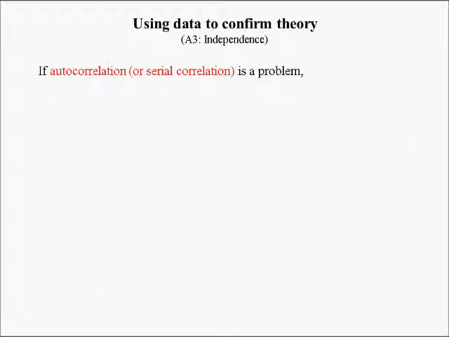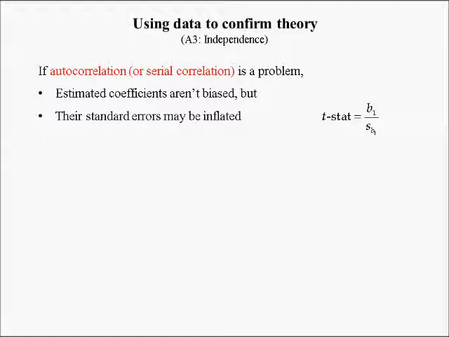Now, if autocorrelation or serial correlation is a problem, estimated coefficients are unbiased, but their standard errors may be inflated. So your standard errors are going to be larger than what they really are, which is going to mean that your t-stat is going to be smaller than what it should be. Maybe the t-stat is 4, but because you have an autocorrelation problem, the standard error is quite large, and your t-stat ends up being, say, 1.5. So what should be a significant coefficient isn't. So hypothesis testing is unreliable.